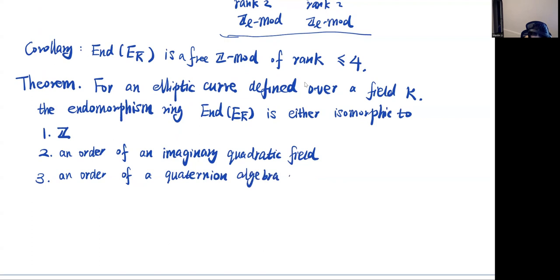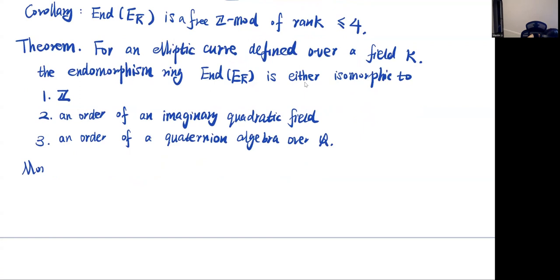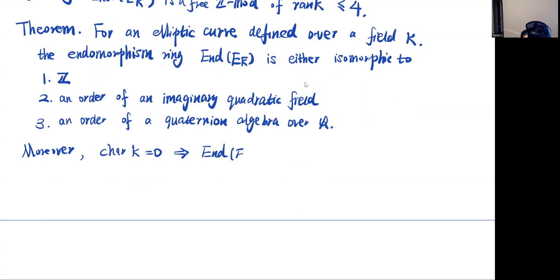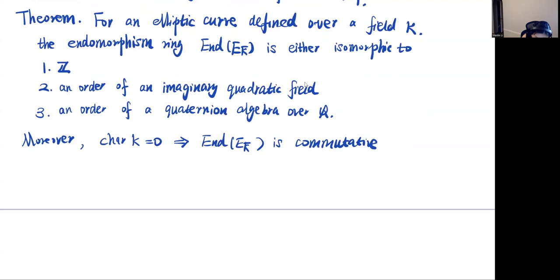So moreover, there are only these three possibilities. Moreover, when K has characteristic zero, we know that the endomorphism ring over K bar is commutative, meaning that the third option is not valid. So it's either Z or some O, which is an order of an imaginary quadratic field.